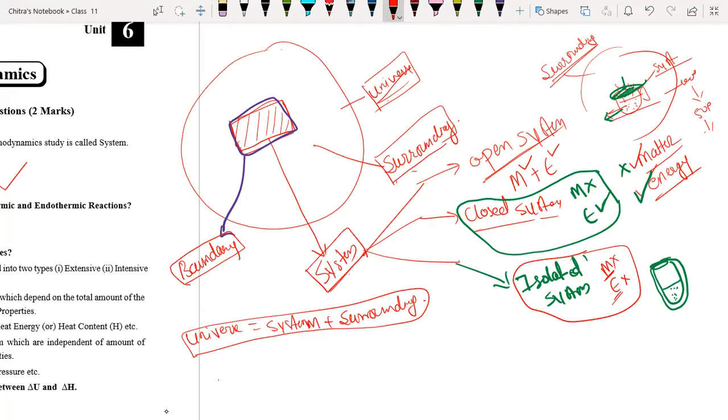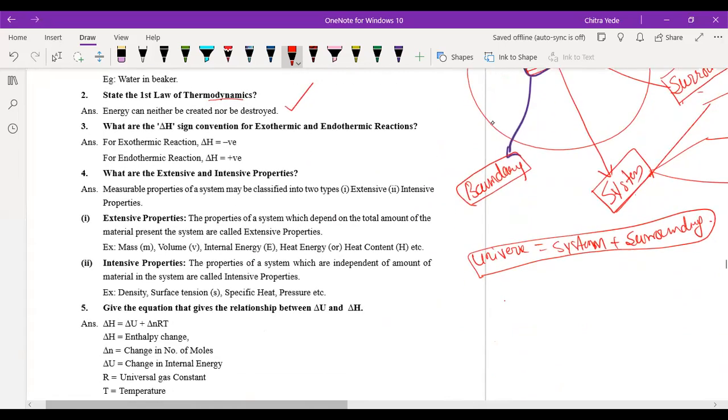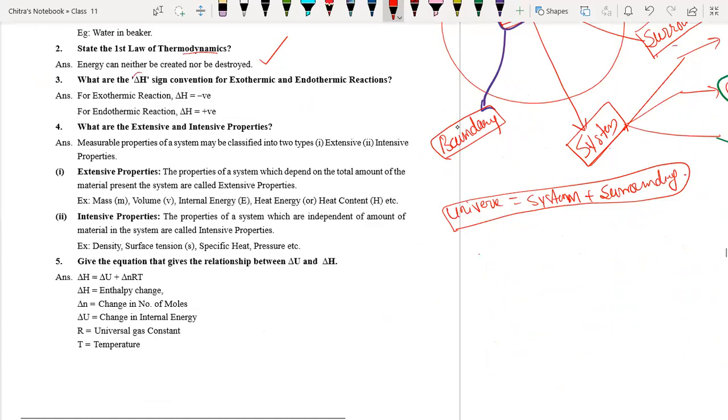Yes, sir. Okay. Now we are going to understand through your notebook what is given here. Now we have del H. Del H is called the change in enthalpy. So first we have to understand what is enthalpy. Any idea about enthalpy? Enthalpy is nothing but energy.